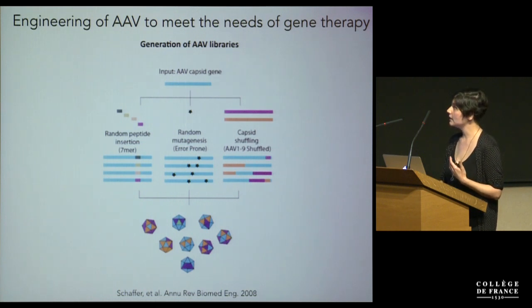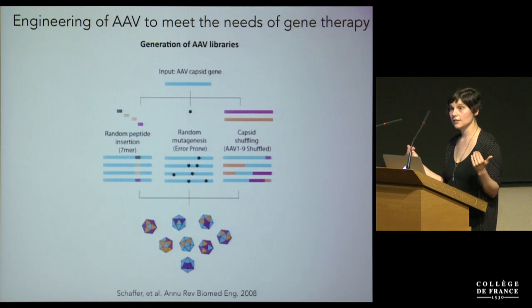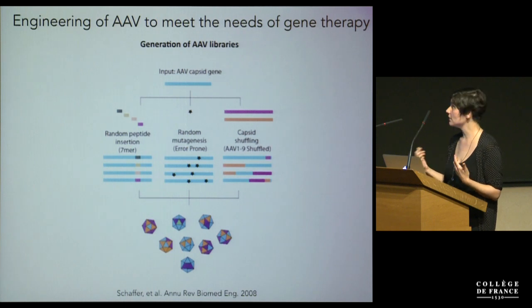For example, if we take AAV and tailor it a little bit with bioengineering to meet the needs of gene therapy, we can use the AAV capsid gene, this vehicle that carries the gene, as an input to create diversities of AAV that maybe do not even exist in nature. By creating diversities of this gene with molecular engineering techniques such as random peptide insertions, random mutagenesis, or shuffling of the capsid gene between the existing serotypes, we can obtain really highly diverse AAVs with surprising properties.